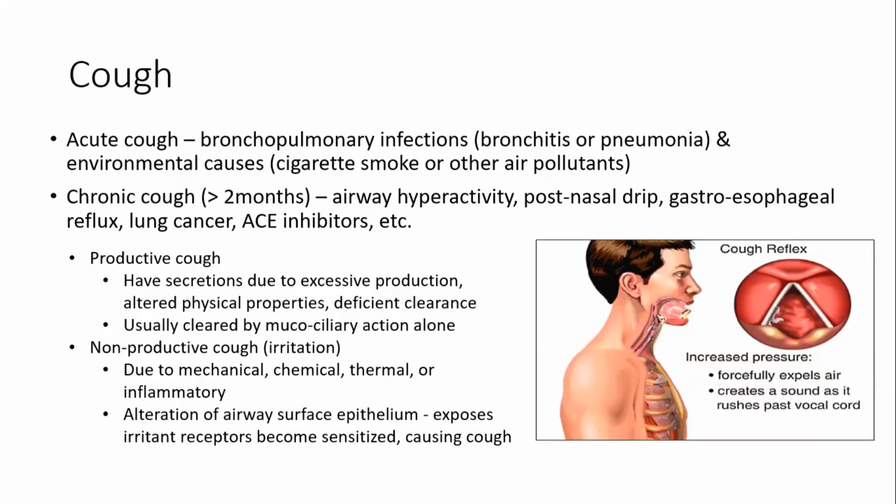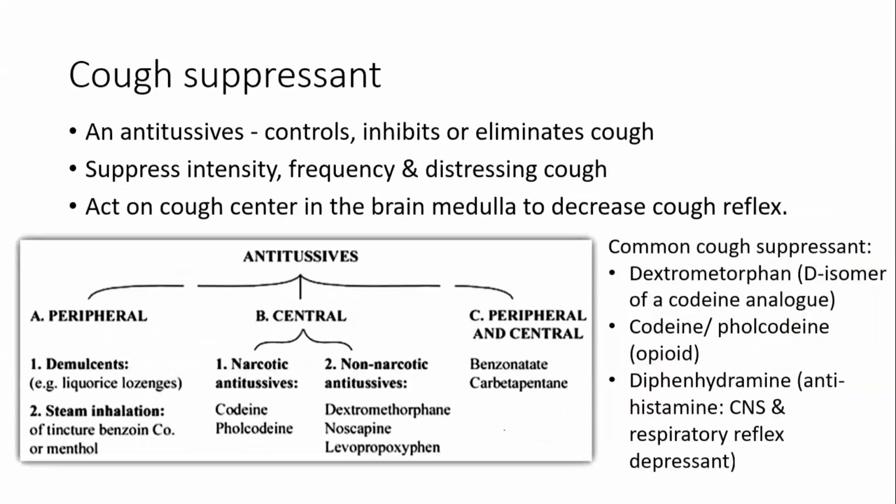There are two types of cough, productive cough and non-productive. Productive cough ni biasanya ada secretion. Non-productive ni dia tak ada secretion, tapi dia biasanya ada due to the chemical, thermal or inflammatory response. So because cough ni dia due to the reflex, ada related with the brain.